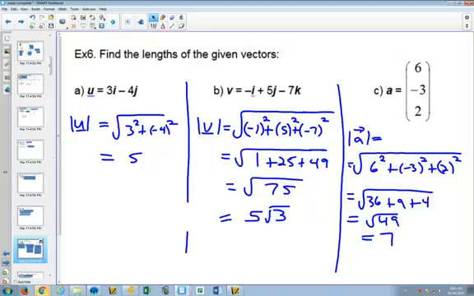So now, before, if you remembered the 3, 4, 5 as an important triangle, now in 3 dimensions you can remember the 6, 3, 2. Is that the first one? Now you've got some work to do. Okay.